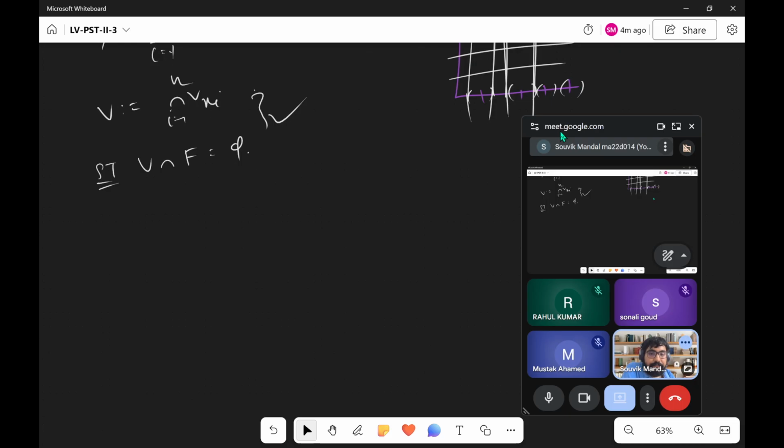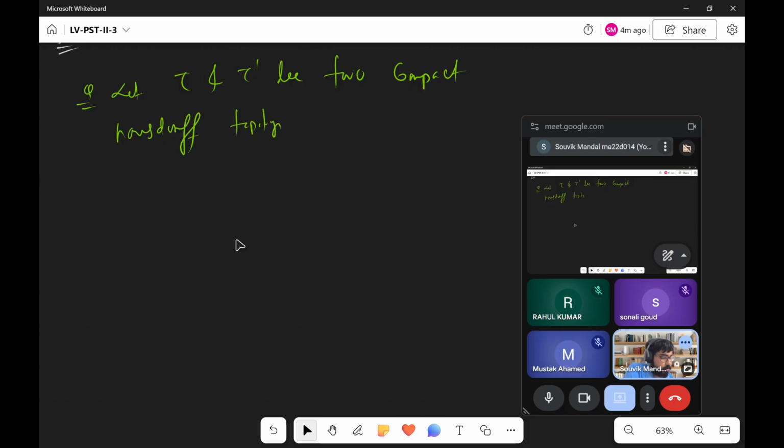Okay, so the next problem is: let tau and tau prime be two compact Hausdorff topologies on X. Show that if tau is a subset of tau prime, then tau equals tau prime.